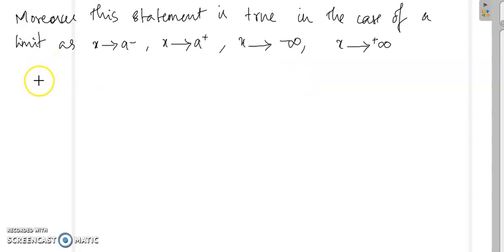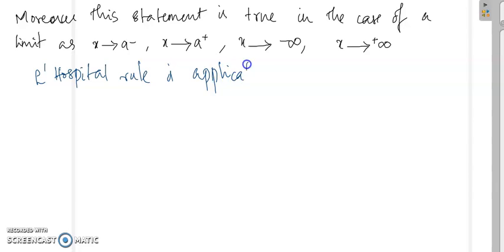And remember one thing when you solve problems: L'Hospital rule is applicable only when we have limits in indeterminate form.